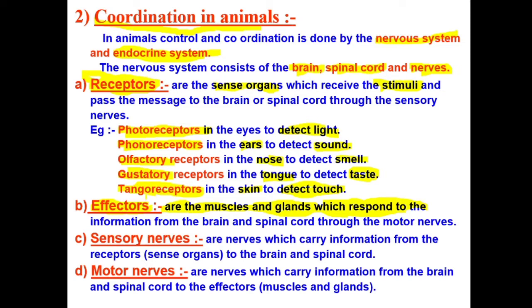Suppose too much light is coming towards your eye and you close your eyes, right? So the muscles in your eyes will be termed effectors.